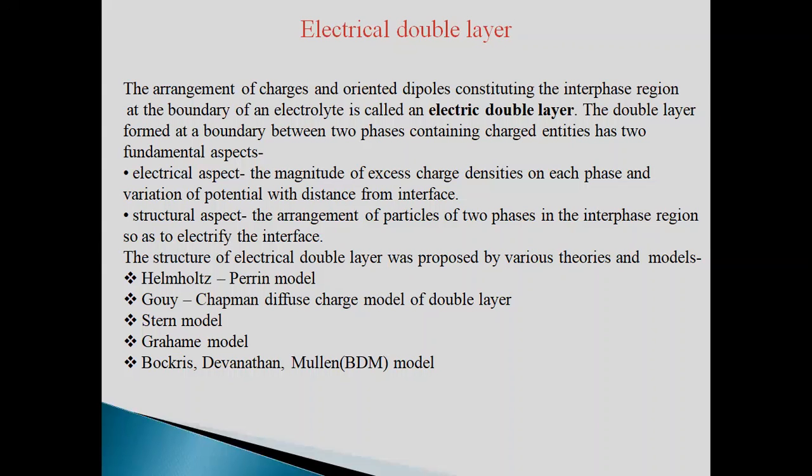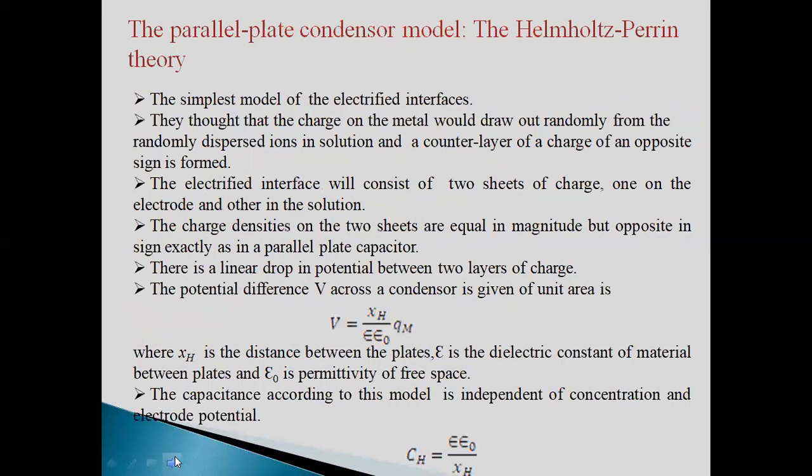Now, various theories and models have been proposed to understand and develop the structure of this electrical double layer. These are the Helmholtz-Perrin model, also known as the parallel plate condenser model, the Gouy-Chapman diffuse charge model of the double layer, the Stern model, the Graham model, and the BDM triple layer model. These models will be discussed in detail in the upcoming slides.